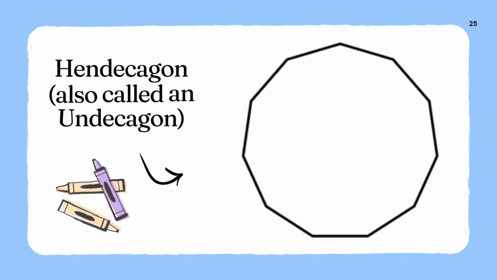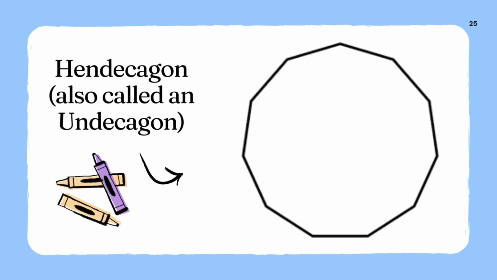A hendecagon, also known as an undecagon, is a polygon with 11 sides and 11 angles. The name hendecagon is derived from Greek roots, hendeca, 11, and gonia, angle, and is often considered more consistent with the naming of other polygons than undecagon, which has Latin roots. For simplicity, it is sometimes called an 11-gon.